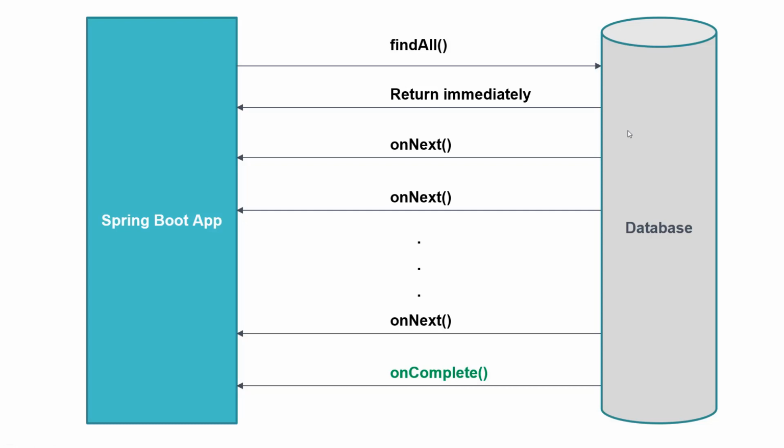If you remember, in the imperative style of programming, which we have seen in the previous lectures, it waits for the database to get all the records. But reactive programming is asynchronous and non-blocking. So once you ask for all the records from the order table, the call will be returned immediately. It will not wait over here. The reason is it's asynchronous and non-blocking. So now the call has been returned immediately.